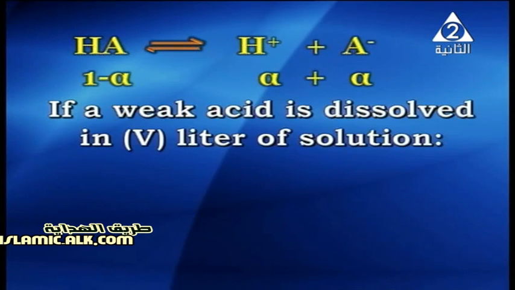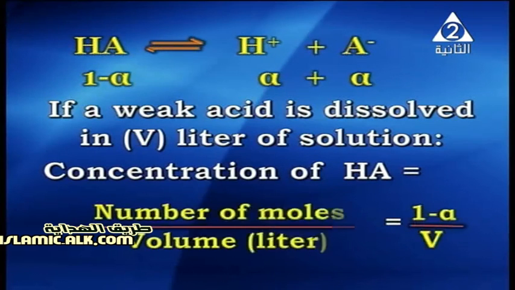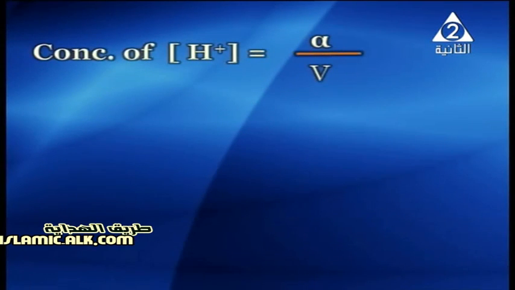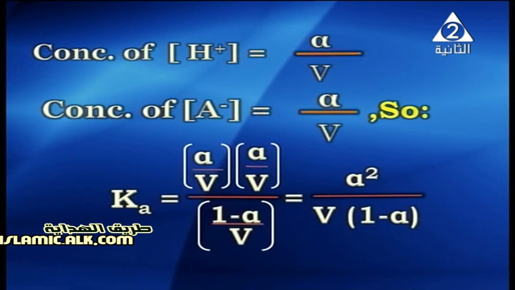So if the weak acid is dissolved in a volume V liters of solution, we find that the concentration of HA equals the number of moles over the volume, (1 minus alpha) over V, and the concentration of hydrogen ion equals alpha over V, and the concentration of A- equals alpha over V. So the equilibrium constant Ka equals (alpha over V times alpha over V) over ((1 minus alpha) over V), which equals alpha square over V times (1 minus alpha).